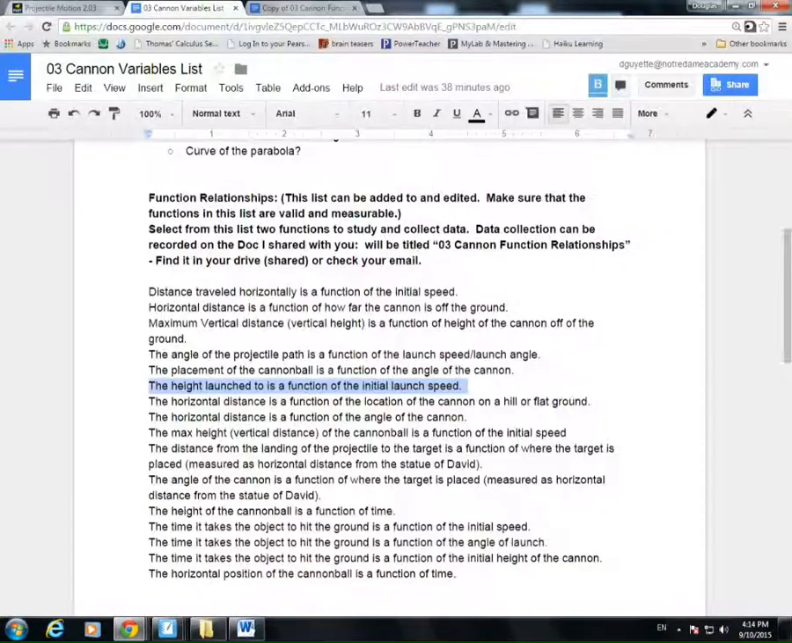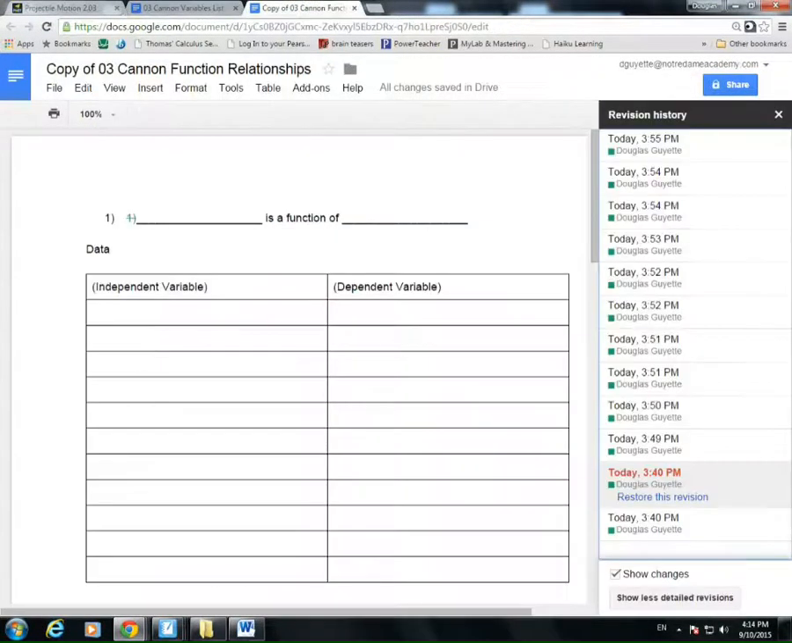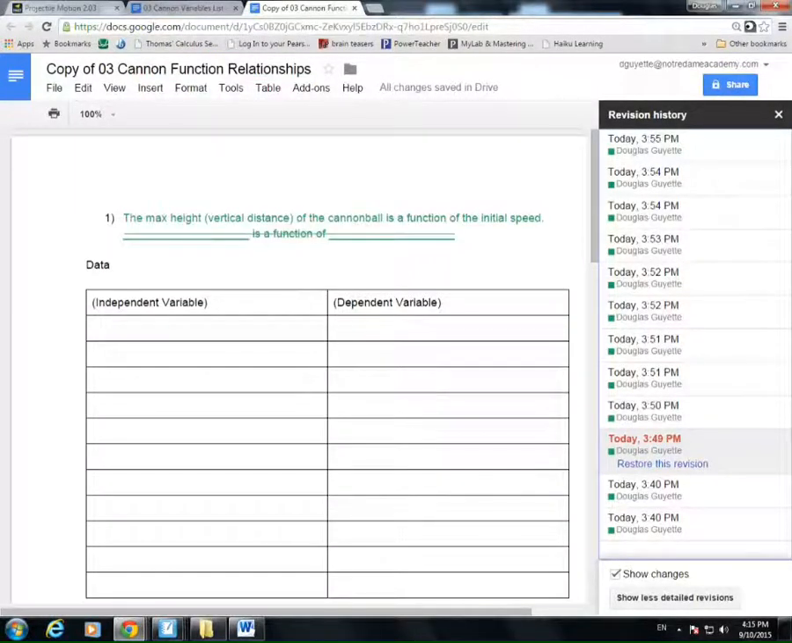and that's going to affect the maximum height of this particular cannonball. So I'm going to copy this function relationship, and then I'm going to open up my file that says Cannon function relationships. This you'll find in your shared drive. And what I'm going to do then is replace the blank as a function of blank with the maximum height or vertical distance of the cannonball as a function of the initial speed.